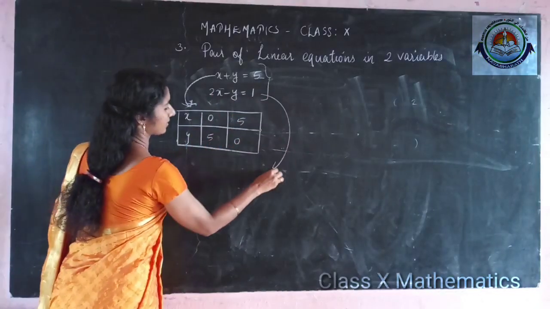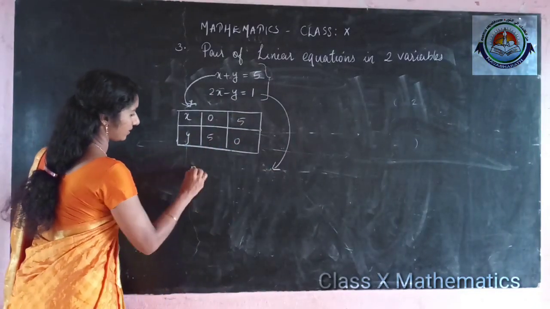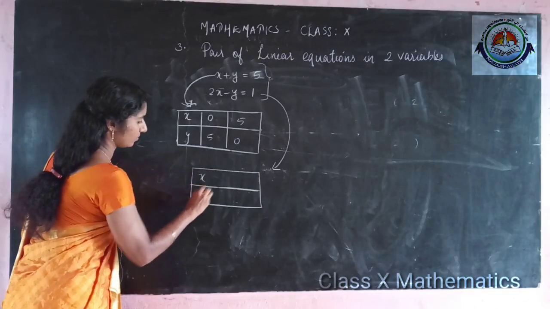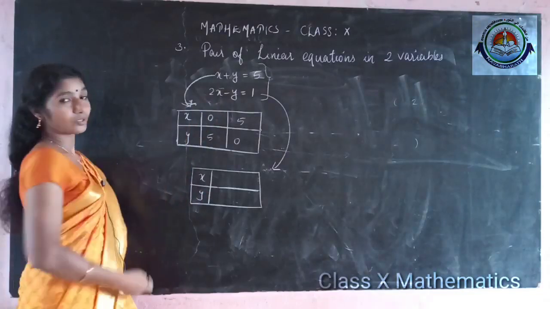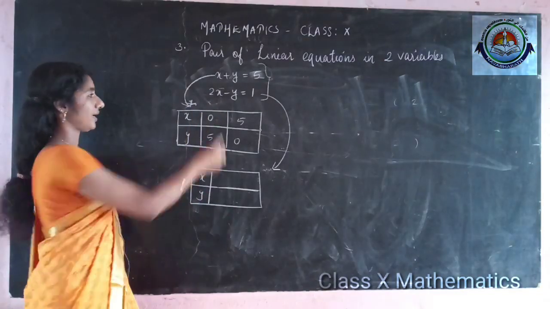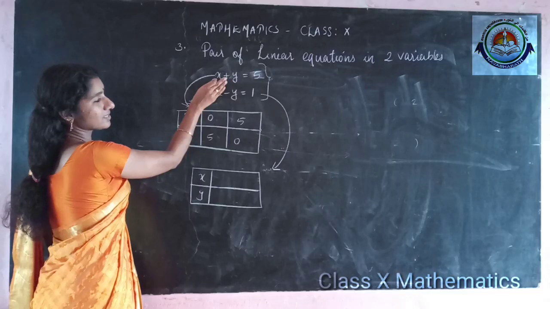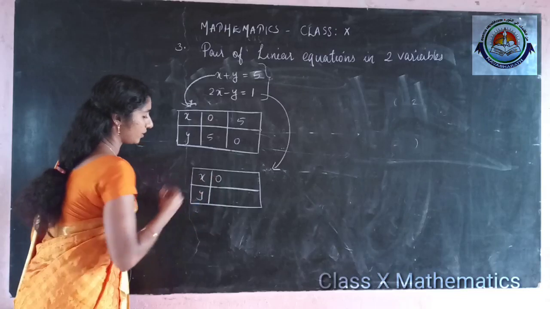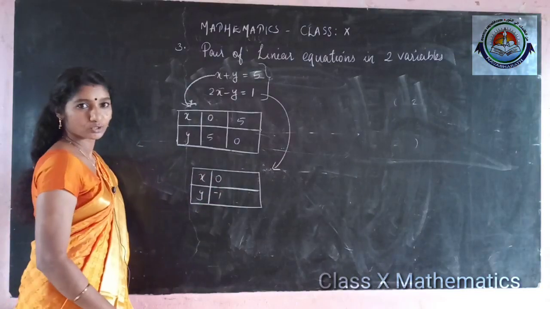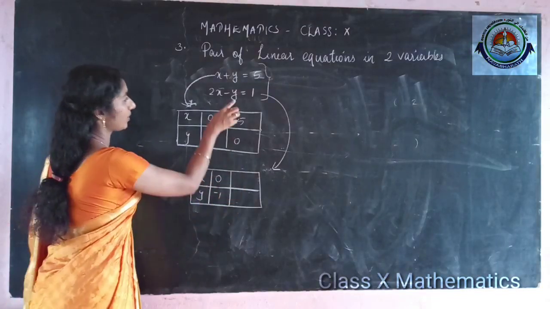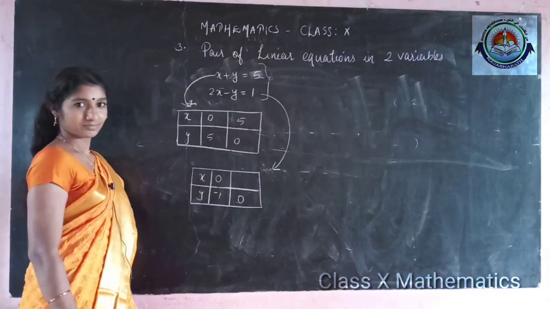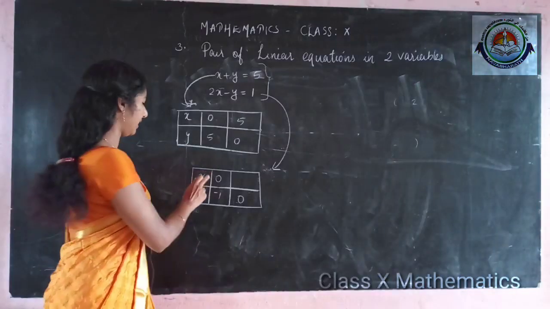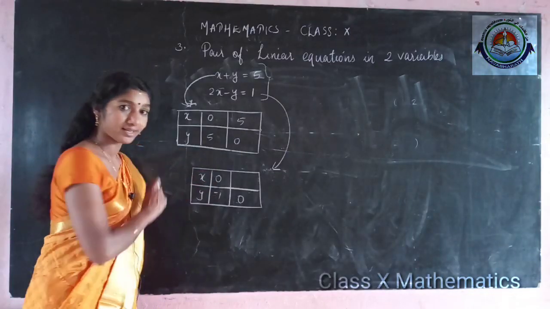And the next one, 2x minus y is equal to 1. Give x equal to 0, which is easy for us. When x equals 0, minus y is equal to 1, so y is equal to minus 1. So when x equals 0, we get y equal to minus 1. That's why I selected 0, it is easy to use. Any number you can give for x, and you will get the corresponding y value.